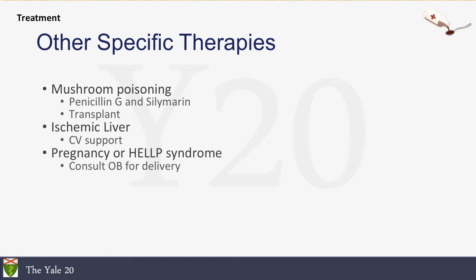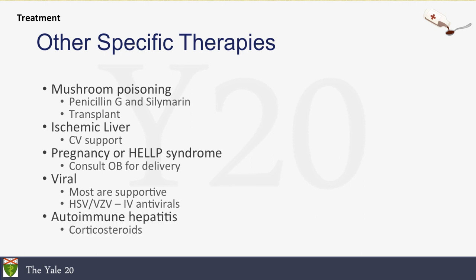In acute fatty liver of pregnancy and HELLP syndrome, management involves prompt consultation of OBGYN for delivery of the fetus. Most viral hepatitis do not have specific therapies other than HSV and VZV, which may improve with IV antivirals. In autoimmune hepatitis, corticosteroids at 40 to 60 mg per kg may be helpful. However, the patient with fulminant autoimmune hepatitis should concurrently be evaluated for transplantation.